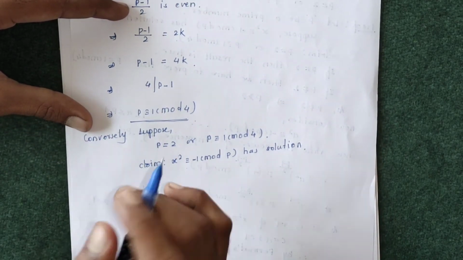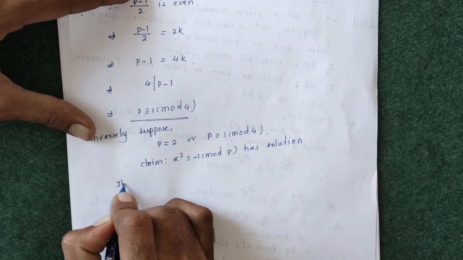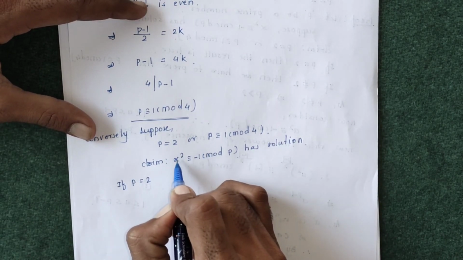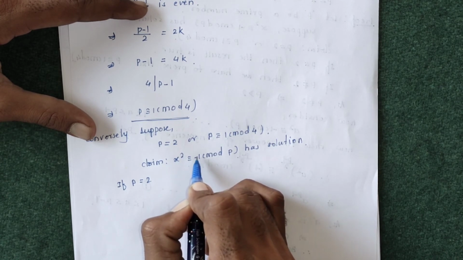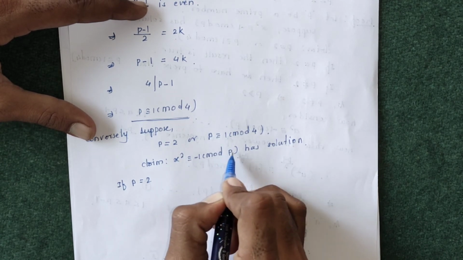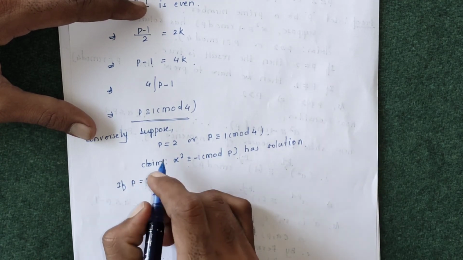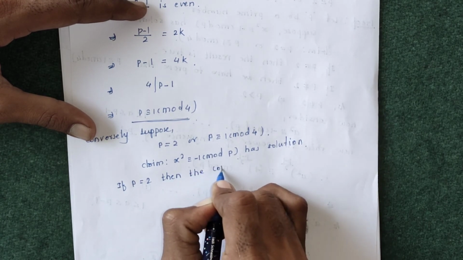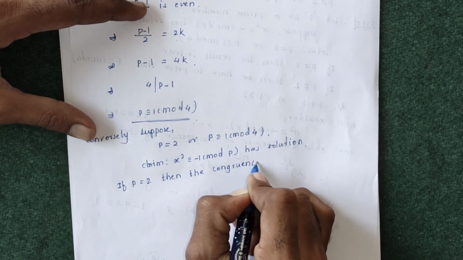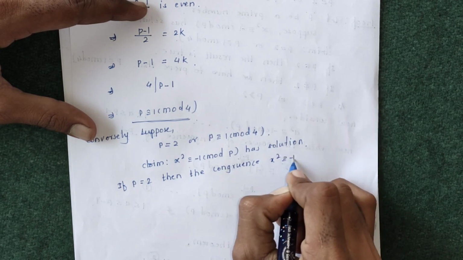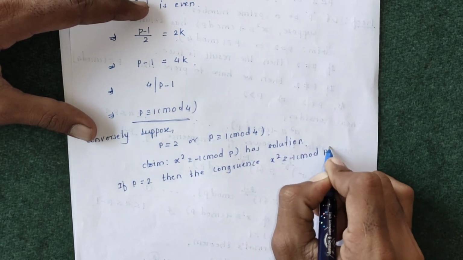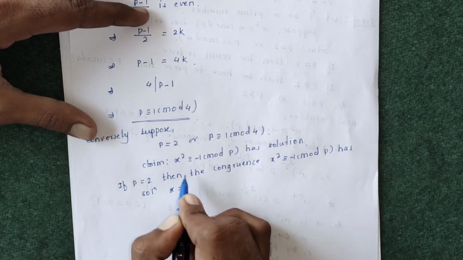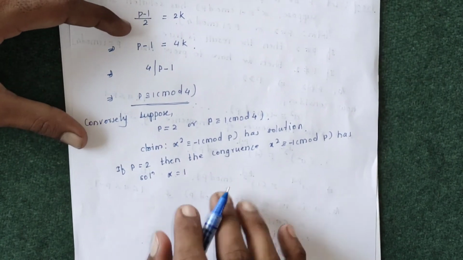Now if p is equal to 2, then we clearly see that x is equal to 1, that is, 1 squared is 1, and 1 minus of minus, that is 1 plus 1, is 2. So 2 is congruent to 2 modulo p. Then if p is equal to 2, the congruence x squared is congruent to minus 1 mod p has the solution x equal to 1. Then our theorem is proved. If p is equal to 2, then we get our result.